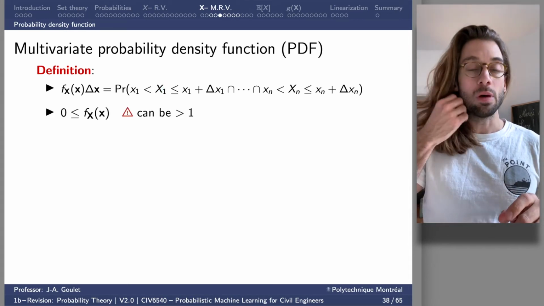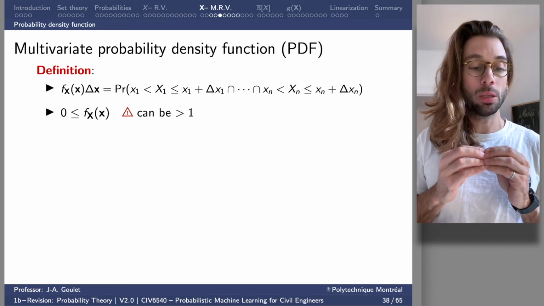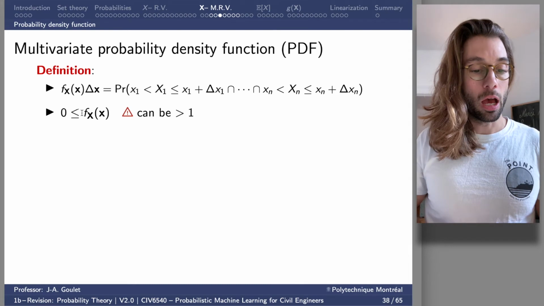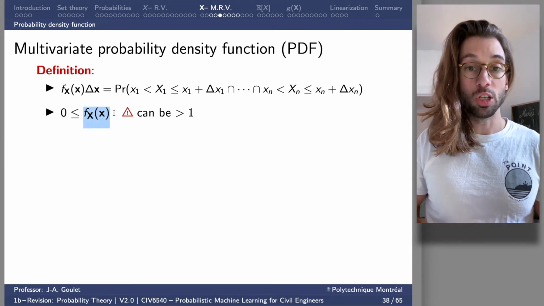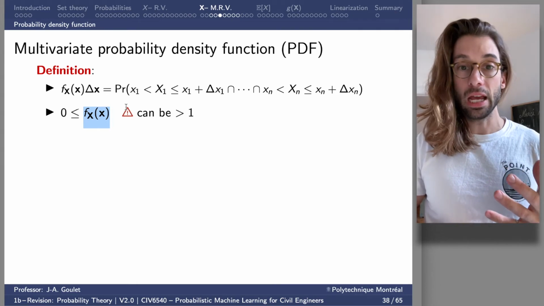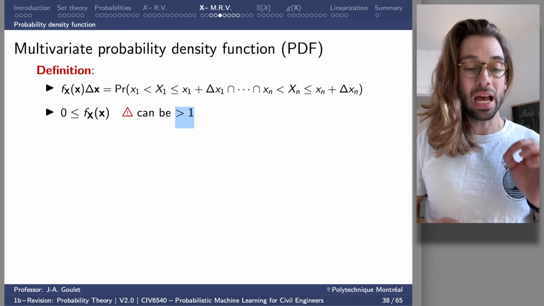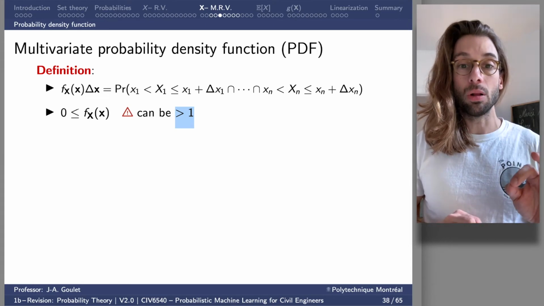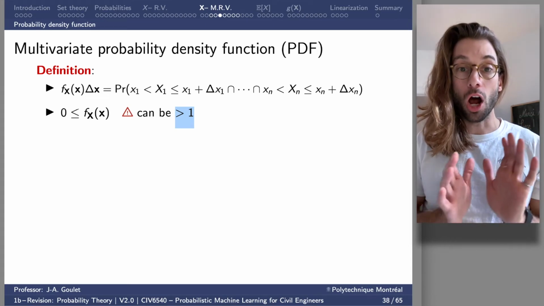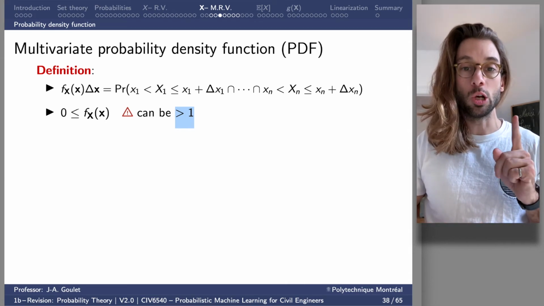Here you have to keep in mind that, just as was the case for one dimension, in multiple dimensions the joint PDF must always be greater or equal to 0. But as before, it can be greater than 1, because it must satisfy that the integral of the joint PDF over all the dimensions from minus infinity to plus infinity must be equal to 1.